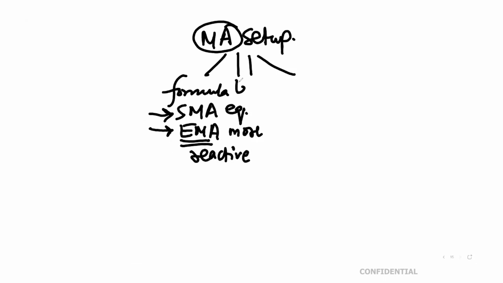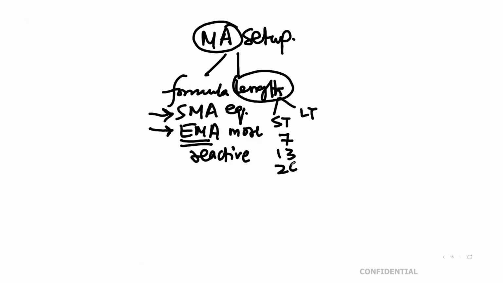Second thing is length. Second thing which is important to consider in moving average is length. Okay, now what is the thing to consider there? There are 2 types of length you can take, short-term length and long-term length. Length is the memory, which means the length of the moving average. So in the short term, there are 3 famous lengths, 7, 13 and 26. In long term, there are 3 famous lengths, which is 50, 100 and 200.